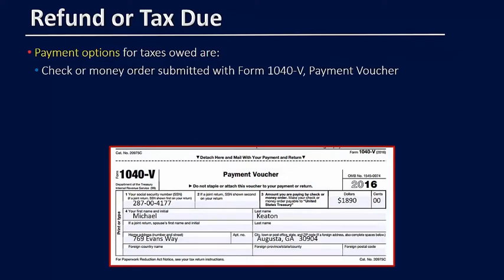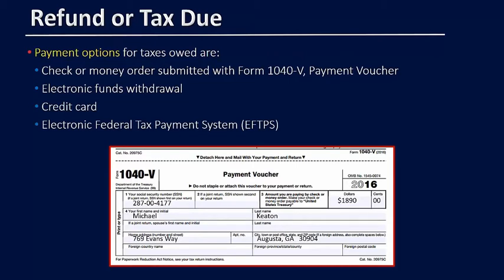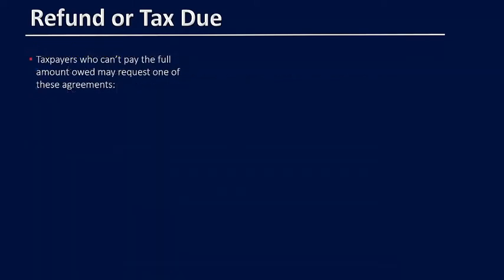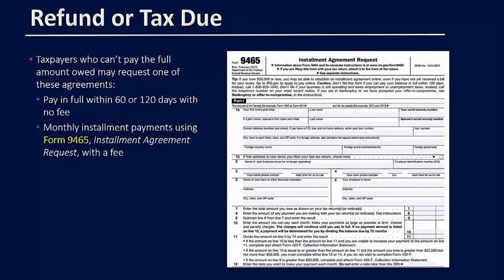Payment options for taxes that are owed are a check or a money order submitted with Form 1040V payment voucher, electronic funds withdrawal, or credit card. Also, the Electronic Federal Tax Payment System, or EFTPS. Taxpayers who can't pay the full amount owed may request one of these agreements: pay in full within 60 or 120 days with no fee, or make monthly installment payments using Form 9465, Installment Agreement Request, which includes a fee.